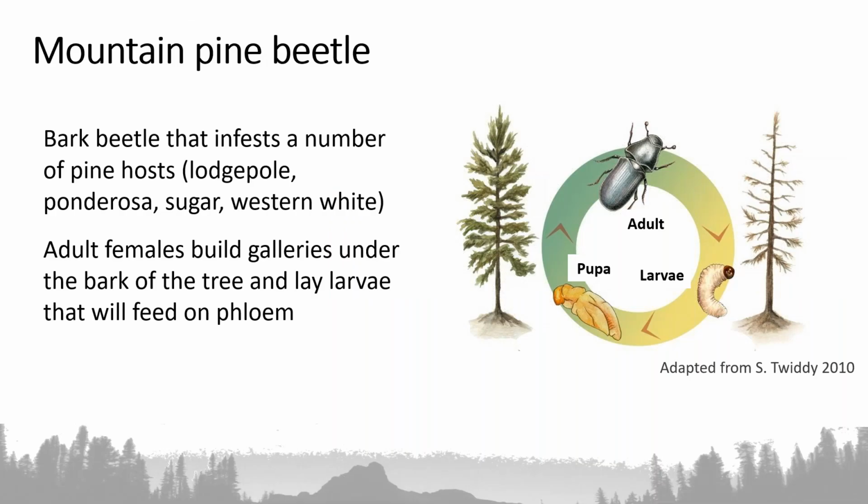So to start off, mountain pine beetle is a bark beetle that infests a number of pine hosts, and this includes lodgepole pine, ponderosa pine, sugar pine, western white pine. And it has a cyclical life cycle. The adult beetles emerge from the tree in the summertime. They fly to find a suitable host. Once they find a suitable host, they bore into the tree under the bark and build galleries. In these galleries is where they lay their larvae. Over the wintertime, the larvae feed off the phloem of the tree and then emerge again in the summertime as adults and find a new host.